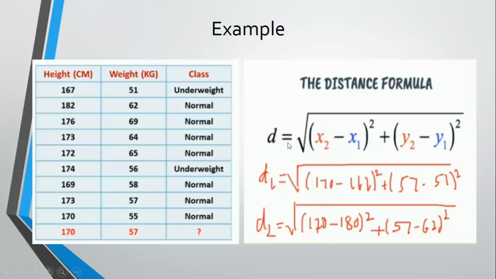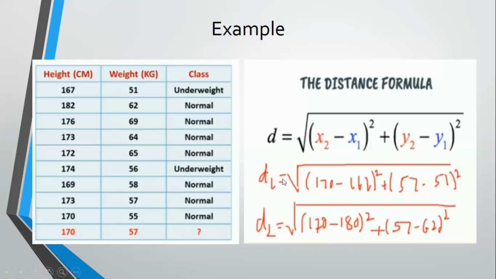That is, distance equals square root of (x2 minus x1) the whole square plus (y2 minus y1) the whole square. Here x2 and y2 are the new data values, the one whose class we are going to find. And x1 and y1 will be our data set values. Now just apply these values.